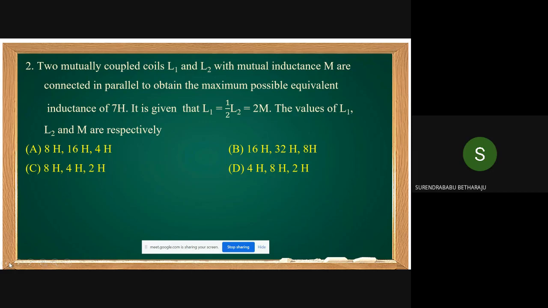That is equal to 2M. The values of L1, L2 and M are respectively dash. Yes, friends, it is connected in which case? Parallel. To achieve the maximum possible equivalent inductance in parallel connection, we can prefer parallel aiding or parallel opposing. We can connect in parallel aiding or parallel opposing.